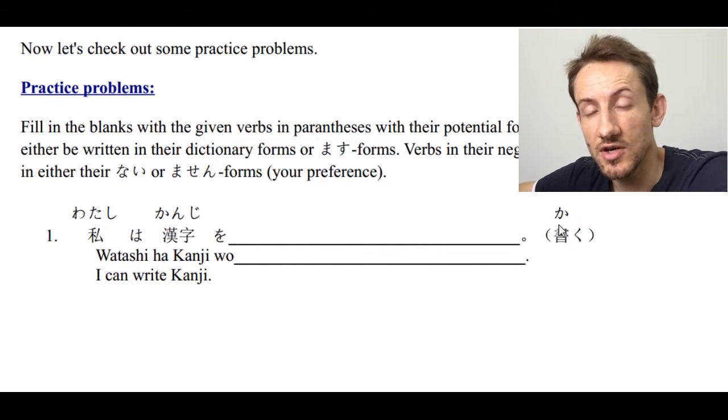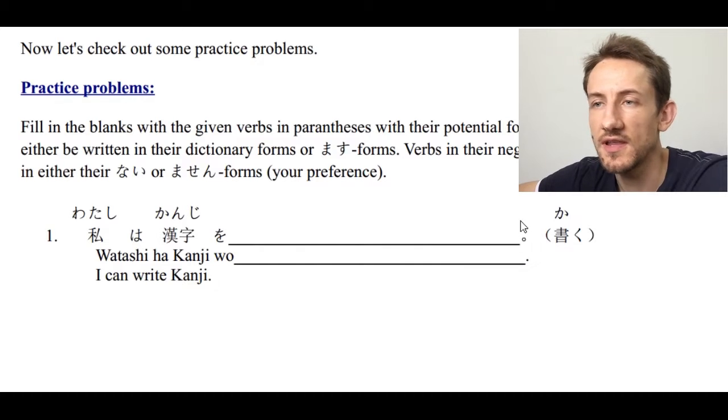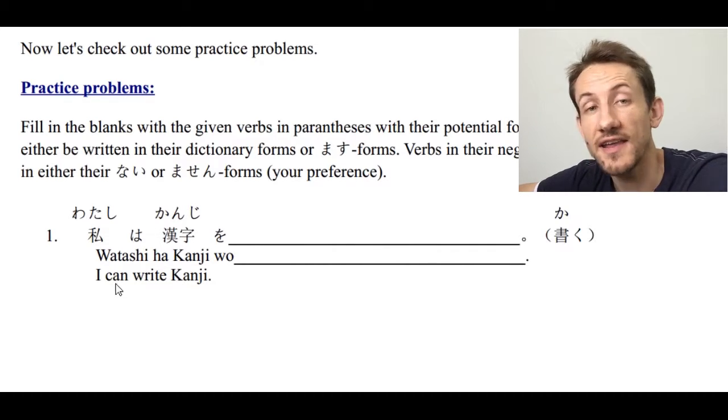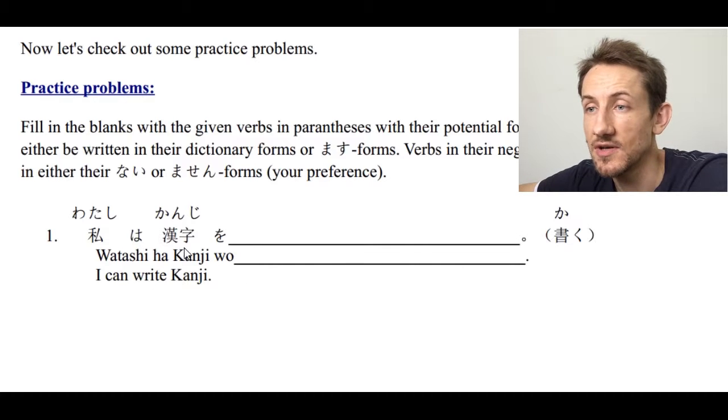Alright, so now we're going to look at some practice problems. We're just going to fill in the blanks with the verbs in parentheses. With our affirmative verbs, we can write them in the dictionary form or the mas form. And with our negative verbs, we can use the masen form or the nai form. Whichever one you want. Just remember that mas and masen are more polite than the dictionary form and the nai form. So we have the English sentence here. I can write kanji. So, 私は漢字を. And now we just have to fill in the blank with the correct conjugation of the verb. So pause the video and answer that.